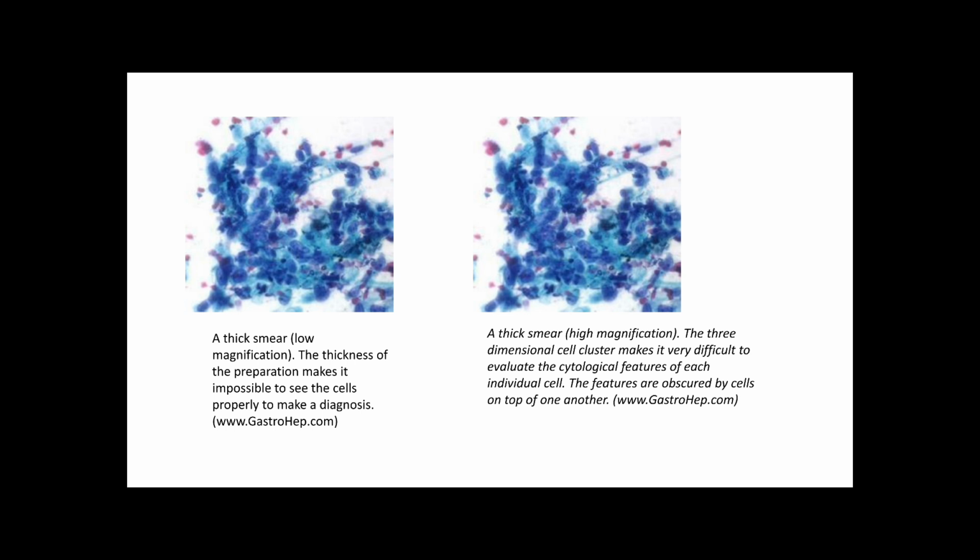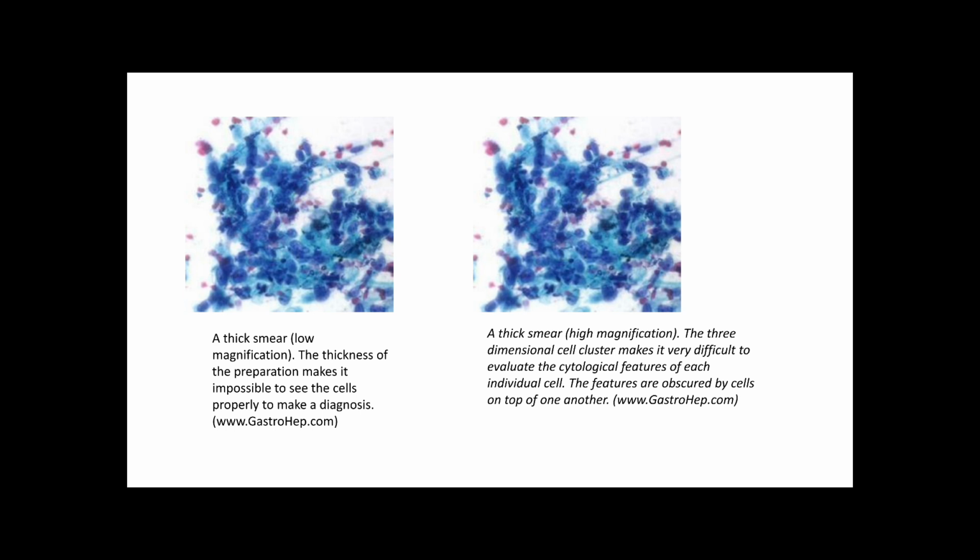So the second picture, the thick smear, high power. These three-dimensional cell clusters make it very difficult to evaluate the cytological features of each individual cell. The features are obscured by cells on top of one another. So what happened? This is overlapping. Sometimes it leads to wrong diagnosis.